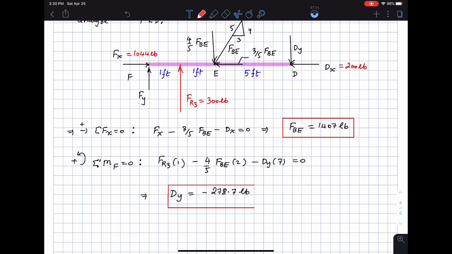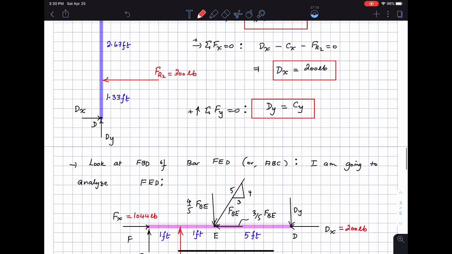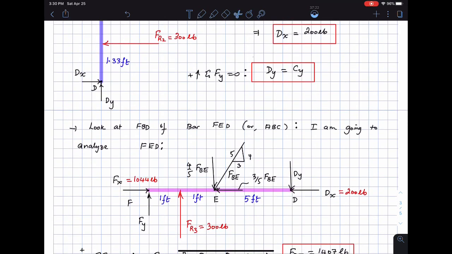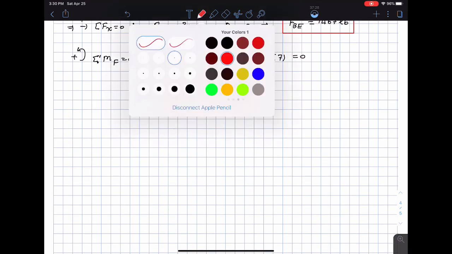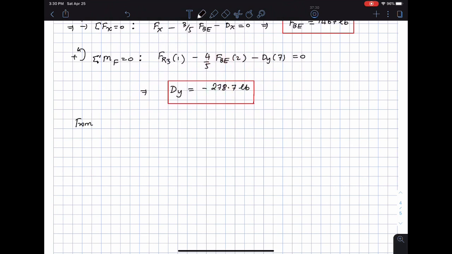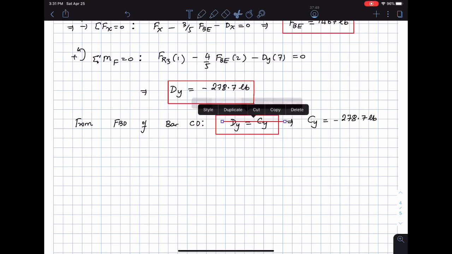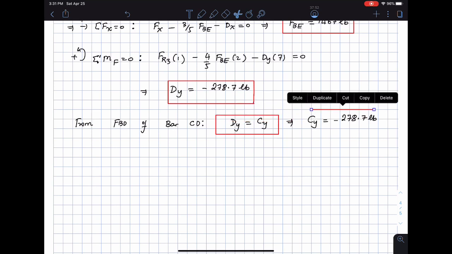From the free body diagram of the bar CD, you had found out that dy is the same as cy, right? So I'll bring this equation here. I'm just going to copy it. So from the FBD of bar CD, we had this, which tells you that cy is also equal to minus 278.7 pounds. I'm just going to copy that and put a box around this as well.